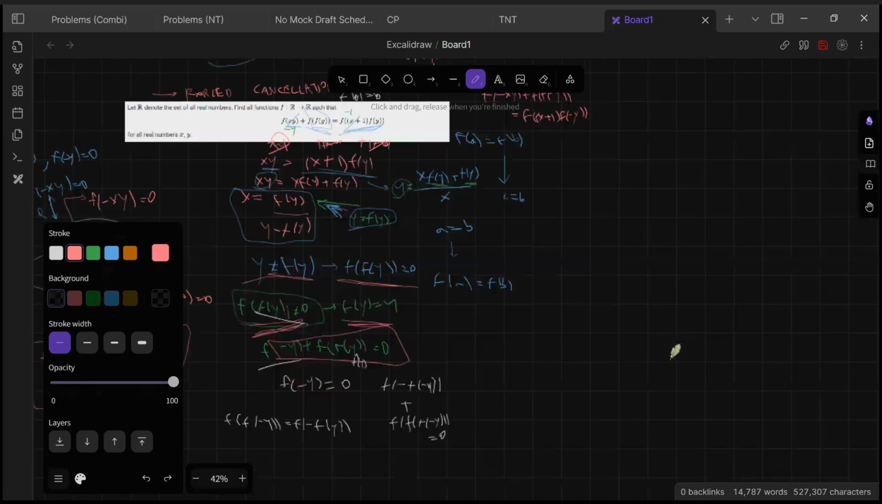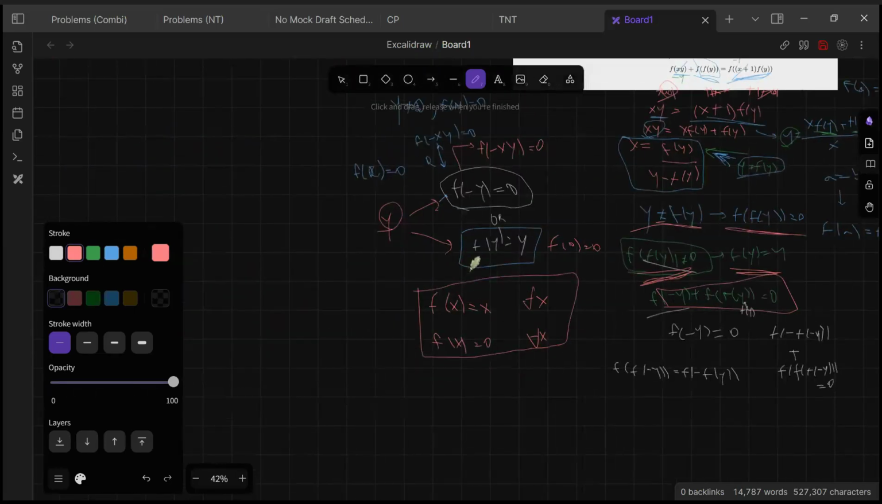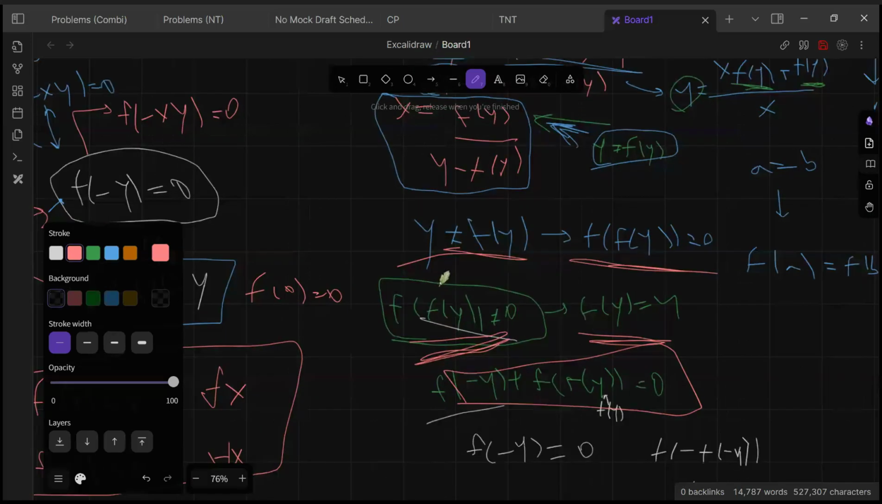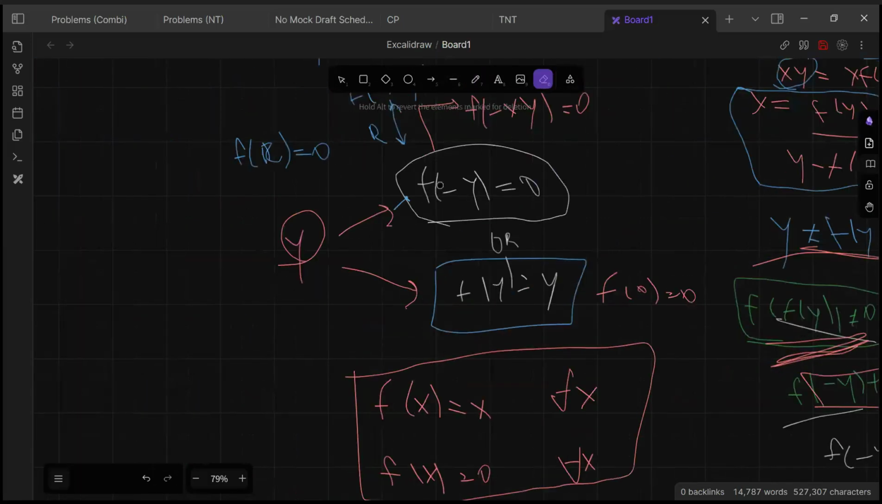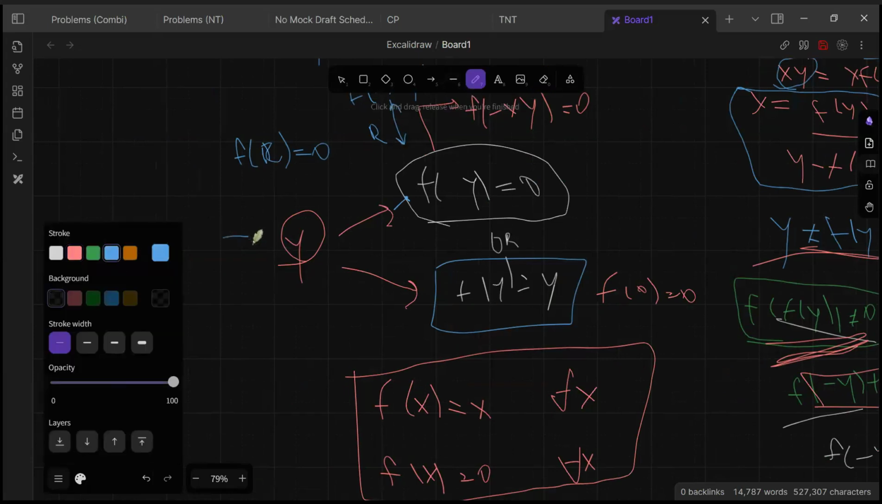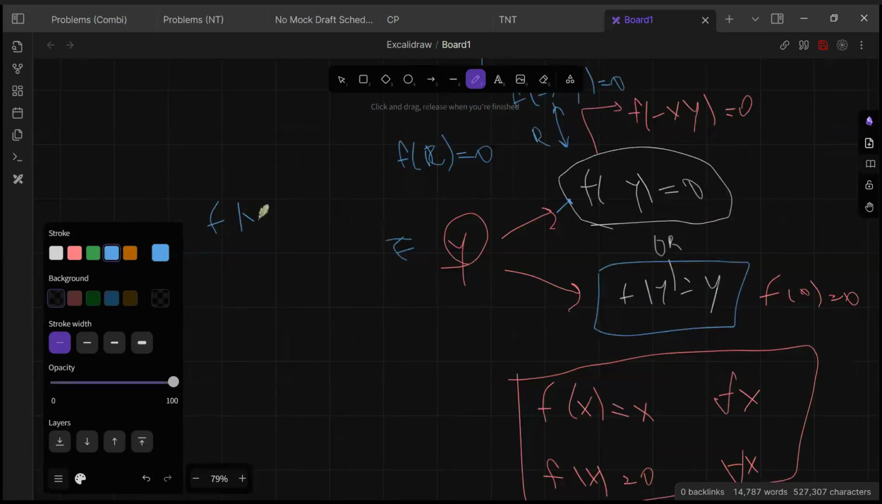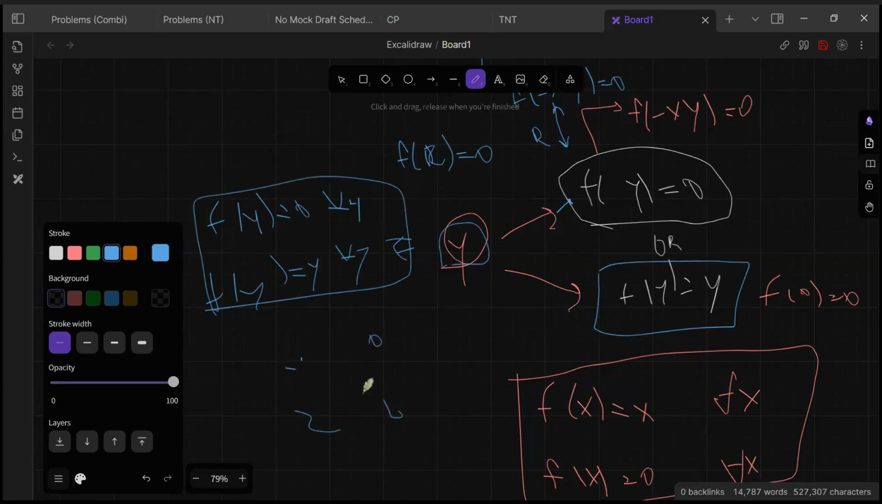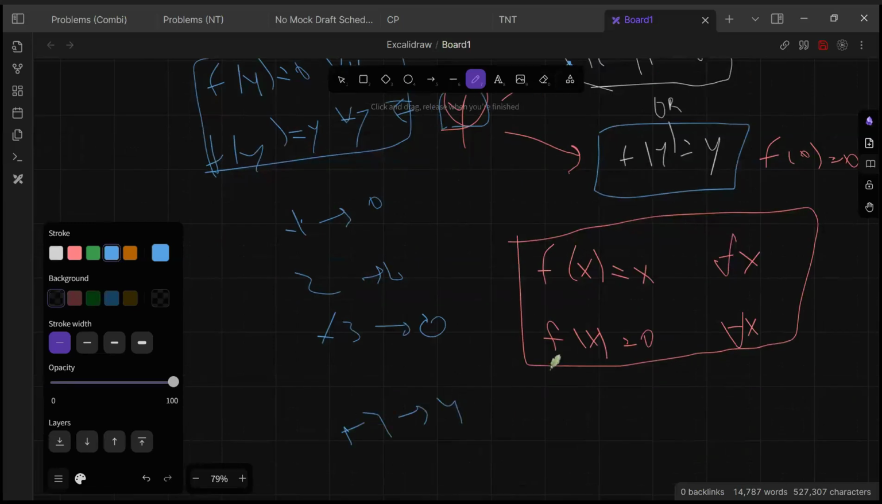It's mostly fine. For example, from here, if we had something like f of y is equal to 0 or f of y is equal to y for a particular value of y, this does not mean that f of y is 0 for all y or f of y is equal to y for all y, because this is only a particular value of y. It can be true that f of 1 is 0, but f of 2 is equal to 2. And f of 3 is equal to 0, but f of 4 is equal to 4. Something like that can happen.